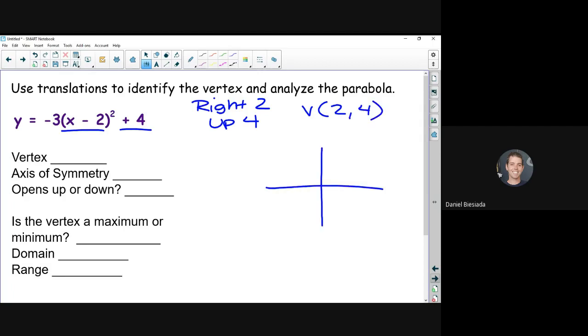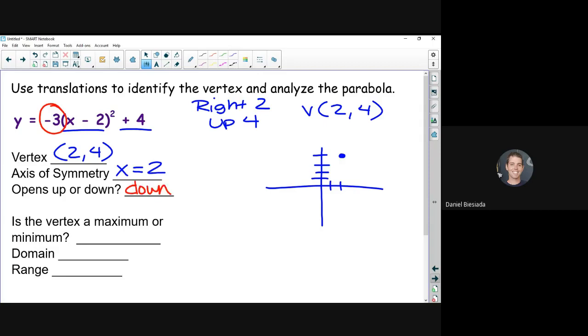Since we're graphing anyway, I may as well show going right 2 and up 4. That's my vertex there. My axis of symmetry is easy from that. X equals 2. Now I definitely want to know if this graph is going to open up or down. I need to look at the value out in the front. And look what we have there. That value is actually negative. What's that going to tell me? Well, that tells me that this graph is going to open down.